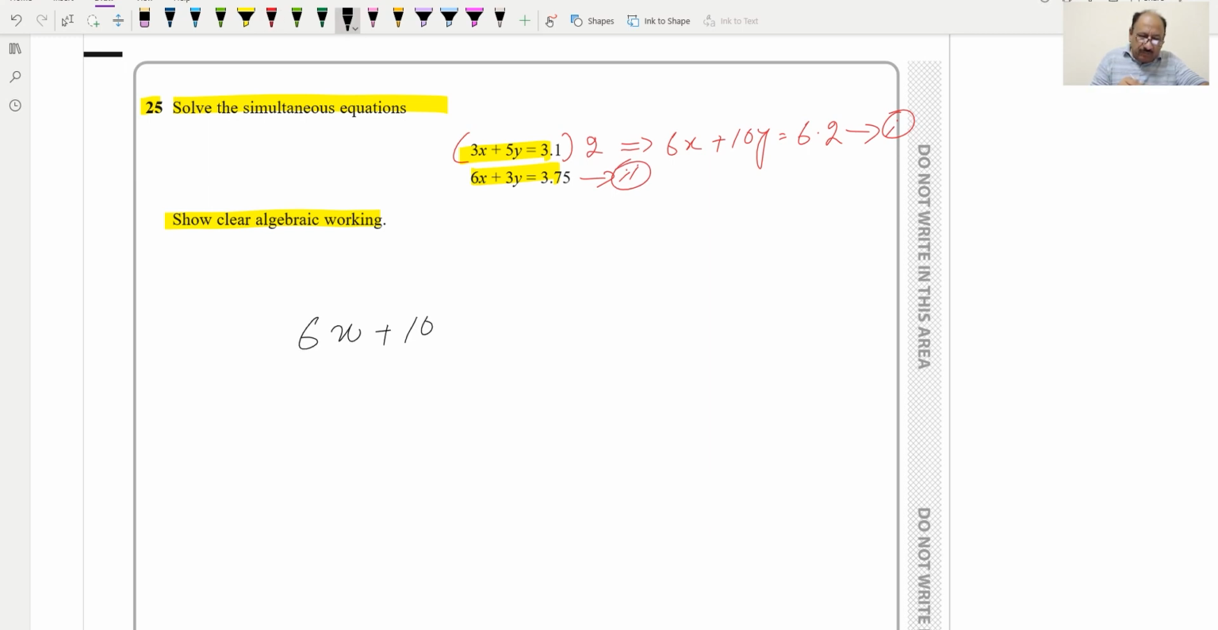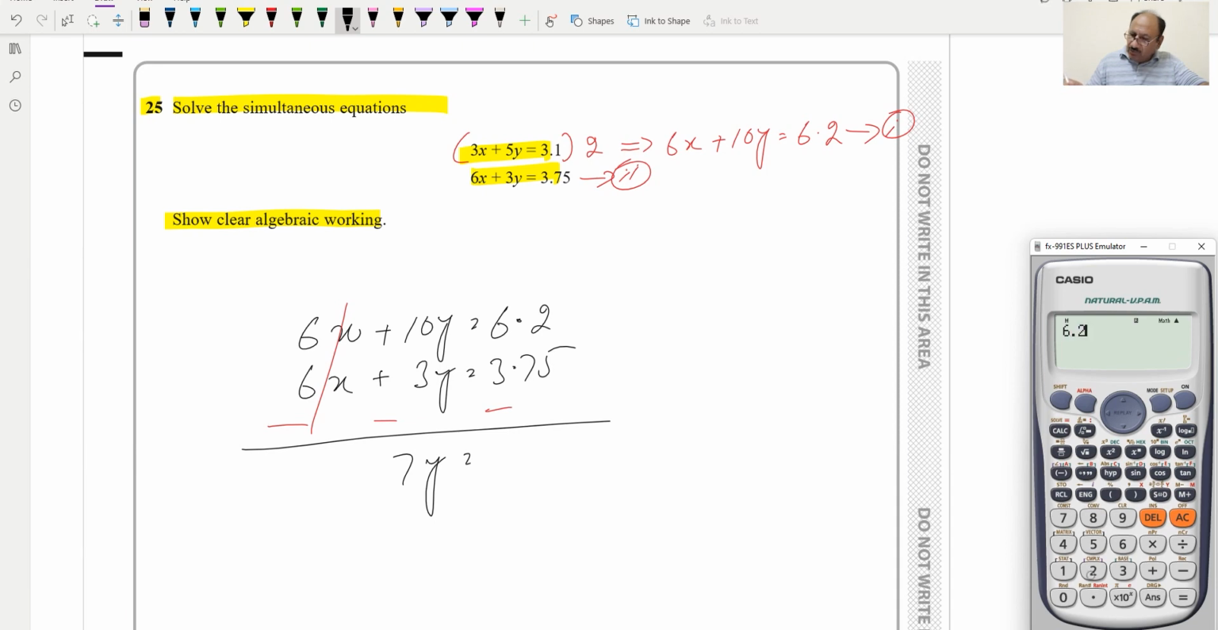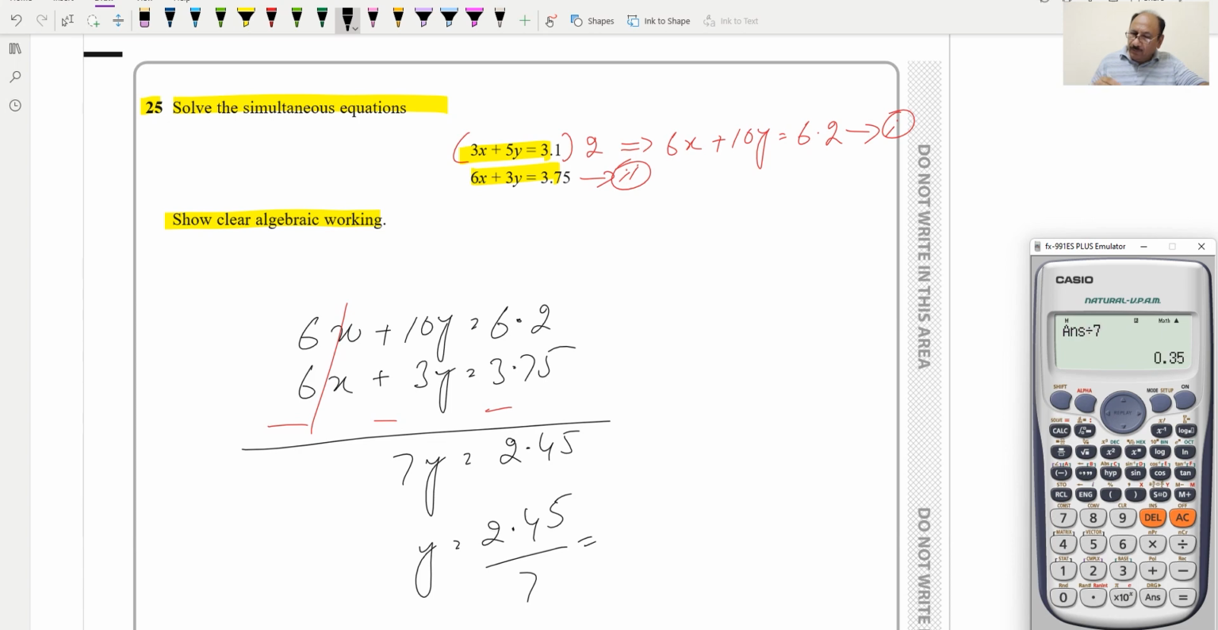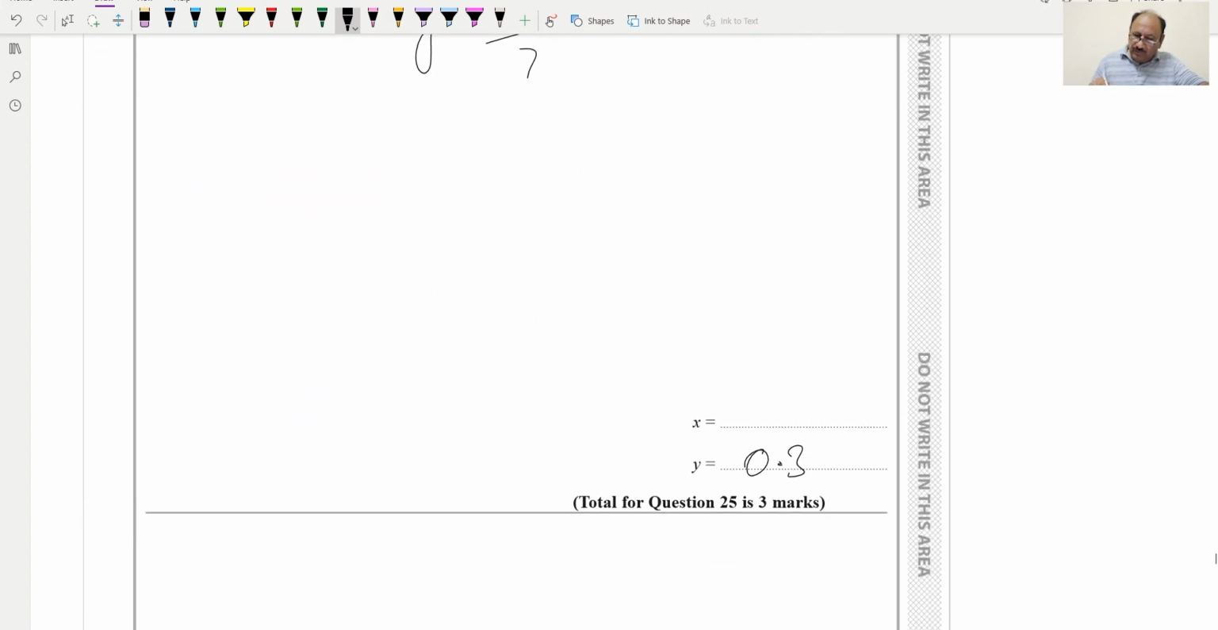6x plus 10y is equal to 6.2, and the second equation is 6x plus 3y is equal to 3.75, and we can subtract, changing signs, and the 6x will be cancelled, and 10 minus 3 will be 7y, which is equal to 6.2 minus 3.75, which is 2.45. So y will be equal to 2.45 divided by 7, which is equal to 0.35, and we can write 0.35 as the y value.